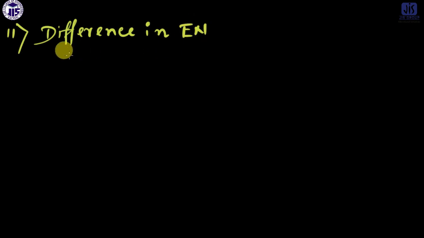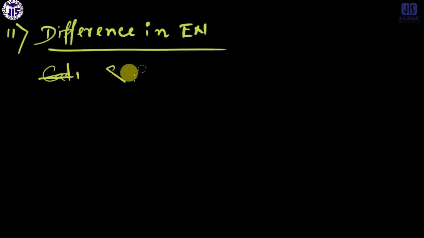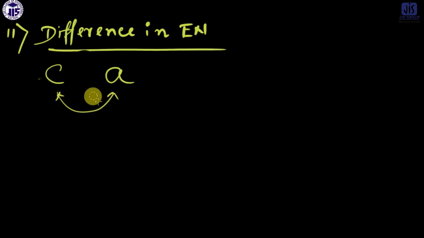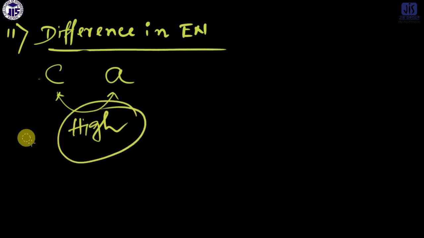Second factor. In the second factor, the most important thing is the difference in electronegativity. If one is the cation, C, and the other is the anion, A, there must be a high electronegativity difference between cation and anion. Okay, high electronegativity difference is required.